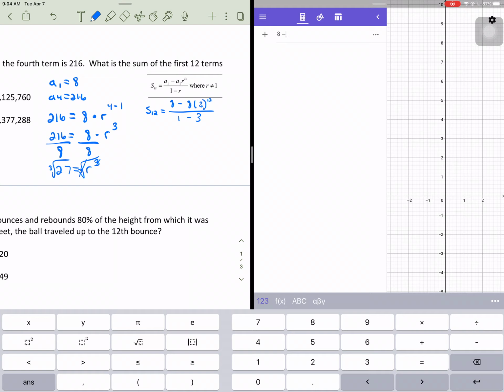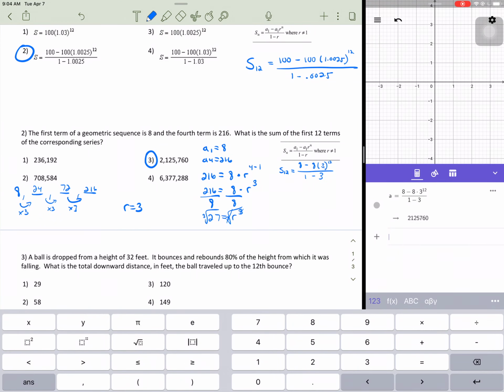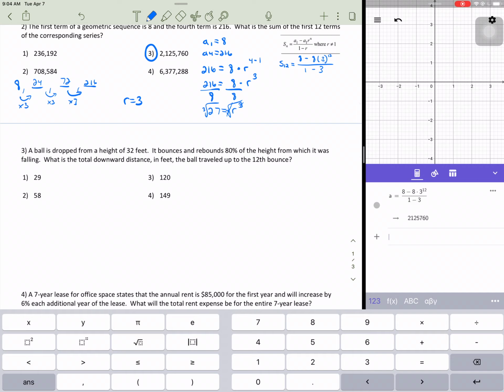Let's see. 8 minus 8, parentheses 3 to the 12th, that numerator all divided by 1 minus 3. And you get 2,125,760, which is choice 3. Great.